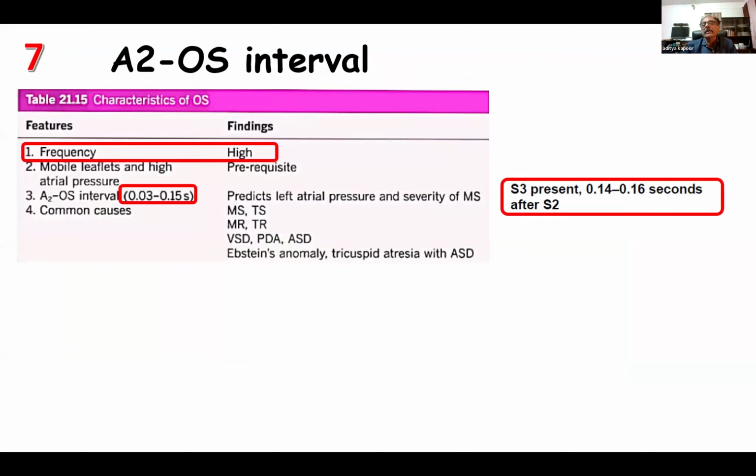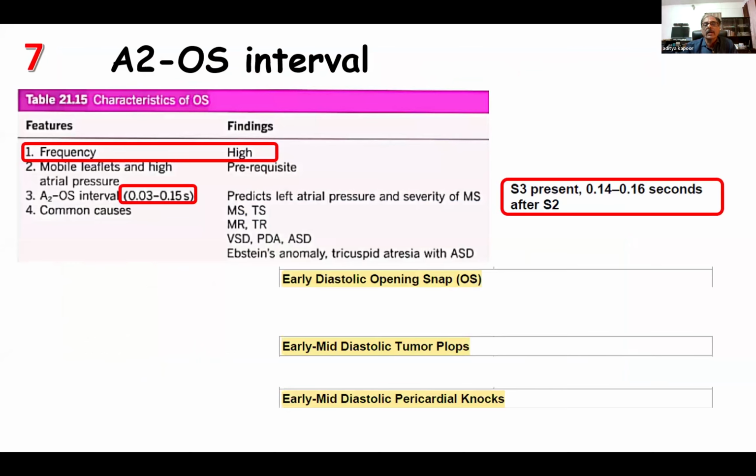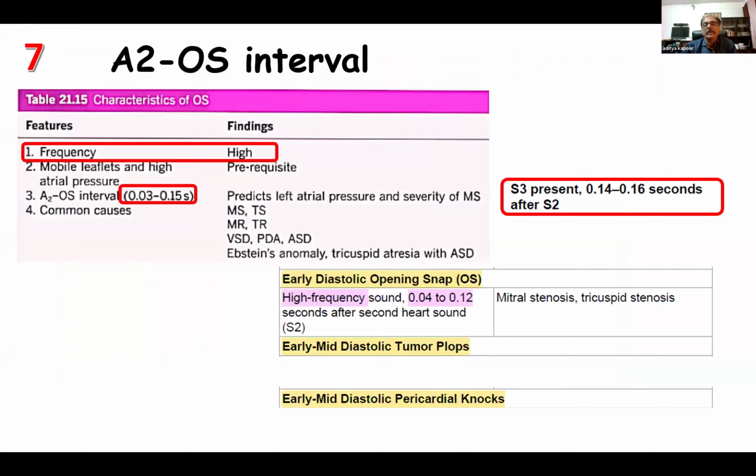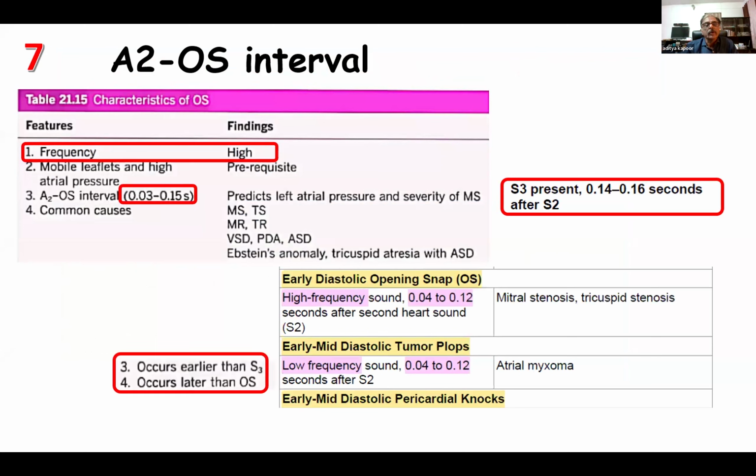S3, remember, is a sound which is later in the diastole as compared to the opening snap. So early diastolic is the opening snap, nearly 40 to 120 milliseconds. Mid diastolic is the tumor plop. Tumor plop occurs earlier than S3 and later than the opening snap. And again, pericardial knock is early to mid diastolic. So the earliest amongst all these sounds is the opening snap.